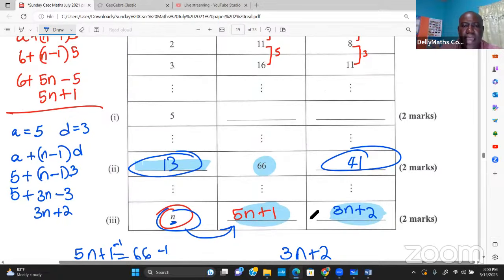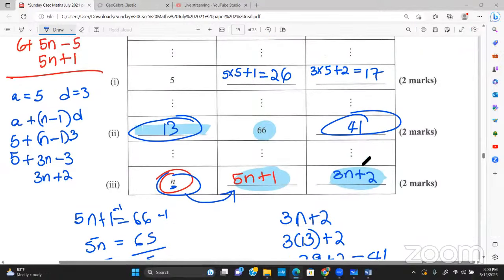All right, what else? 5. So all I'm going to do is to say 5 times 5 plus 1. 25 plus 1, 26. Remember, 5 times n plus 1. And then this one is 3 times 5, 15 plus 2, 17. We're done. Are we done with that table there? I think we are. It doesn't get harder than that.